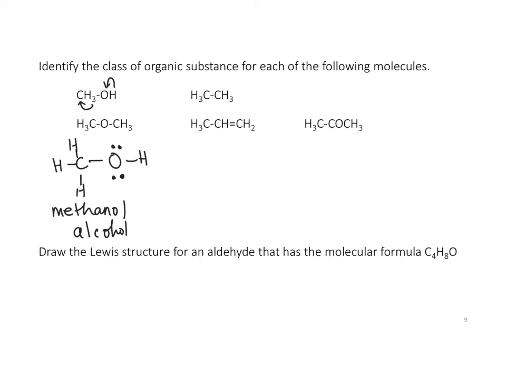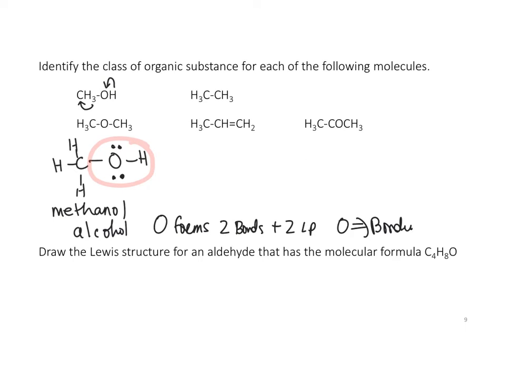So it's always going to be what's connected to the carbon. So this is the oxygen. And then oxygen likes 2 bonds. So oxygen forms 2 bonds and 2 lone pairs. So one of the oxygens will always be bonded to the carbon. So you need to see what else it is bonded to. So here, if it's bonded to an oxygen and a hydrogen, that is an alcohol.